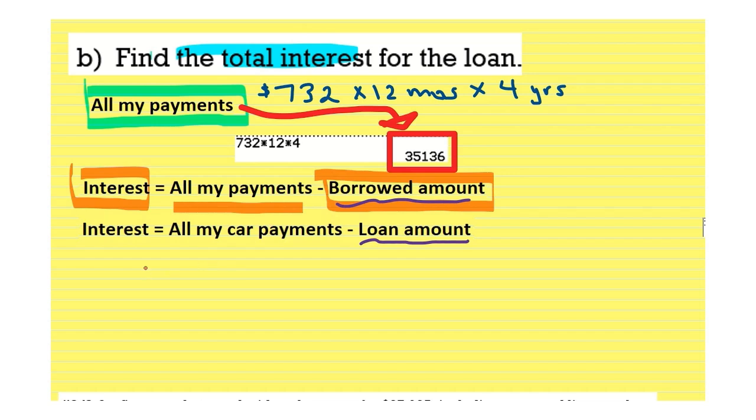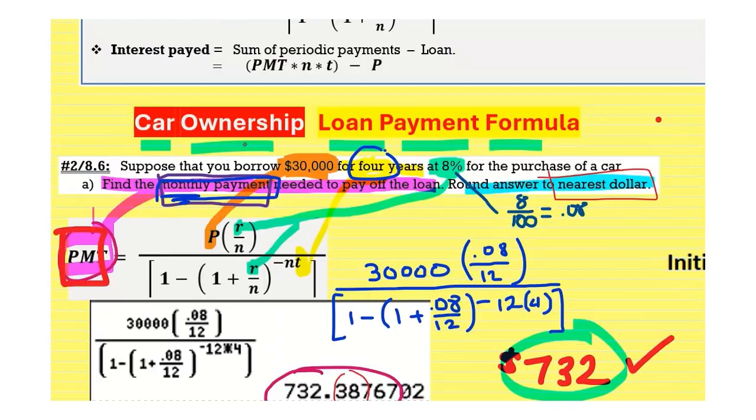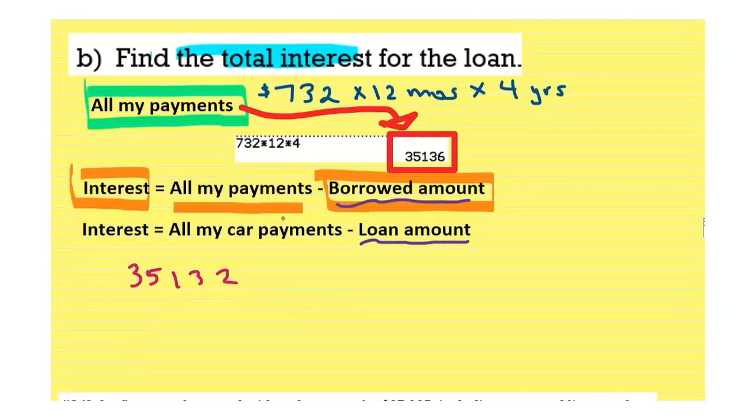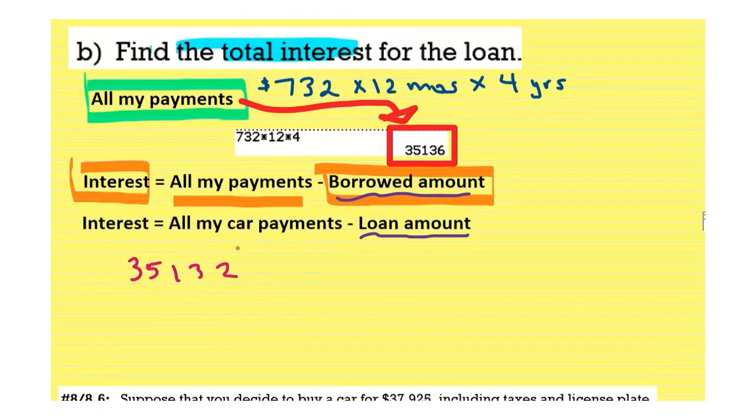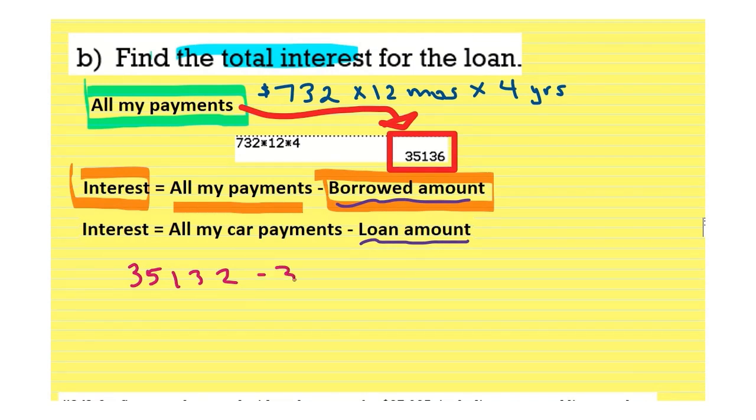So we said that all my payments are equal to $35,136. And in my original problem, I had borrowed $30,000. That was my principal loan amount, my P number. So 35,132 minus 30,000.